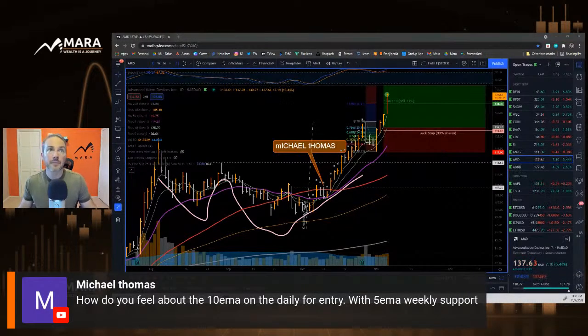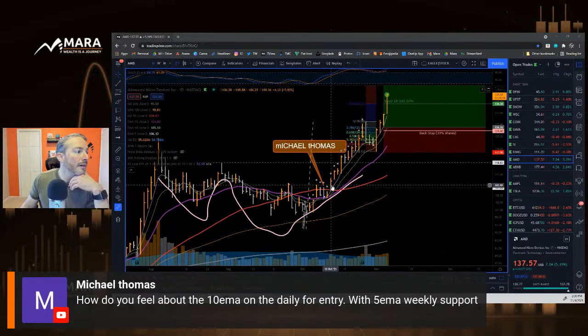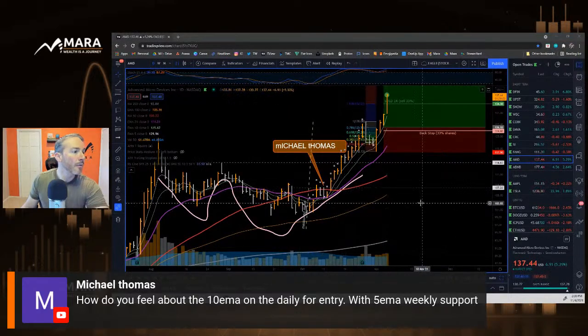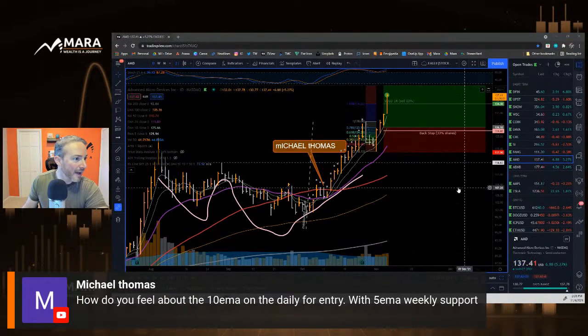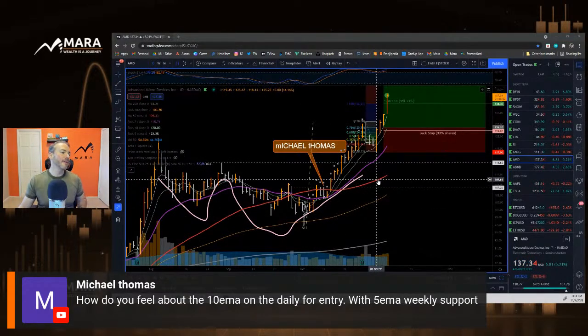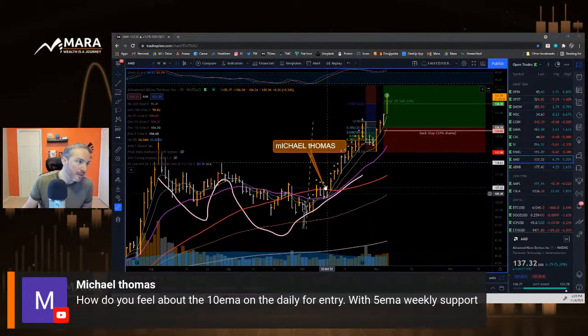But as far as the 10 EMA on the daily for entry, down here, I think that's fantastic, right? So you got in right at it. Do you see that dotted line right there? That's that first layer of potential resistance, right? When it's coming back through that 10-week line. So getting in right around there is perfect.